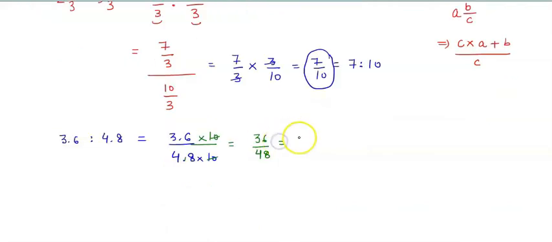So 36 can be written as 6 into 6, right? And 48 can be written as 6 into 8.